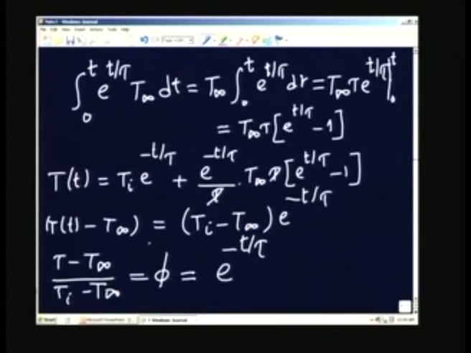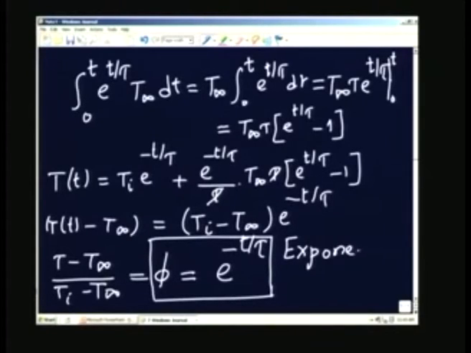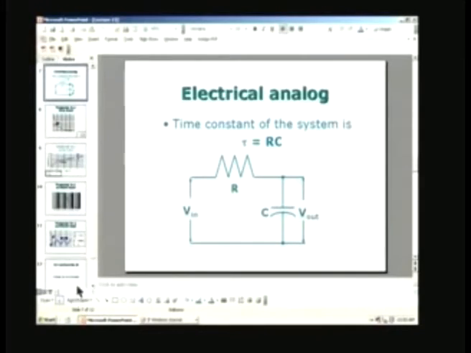So, you see that this equation represents the solution to the problem. So, there is an exponential response. The advantage of writing in this particular form is that I have only one universal curve, which is going to give the reference response of the first order system to a step input. So, let us look at the step input in the presentation.